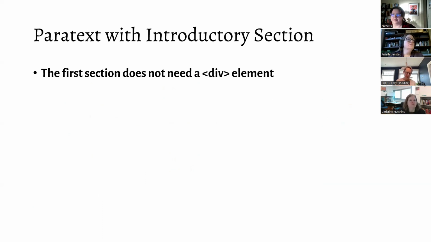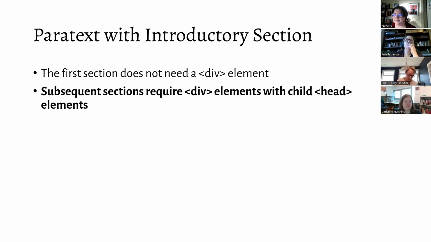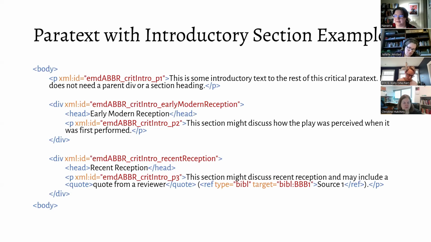The final scenario that I'll go over is you have a critical paratext and it has an introductory section. It's just like something guiding you into this particular critical paratext. That first section doesn't need a div element. If you don't want to give it a heading, no need for that div. But each of your subsequent sections do require a div element with a child head. And that's what this one is.